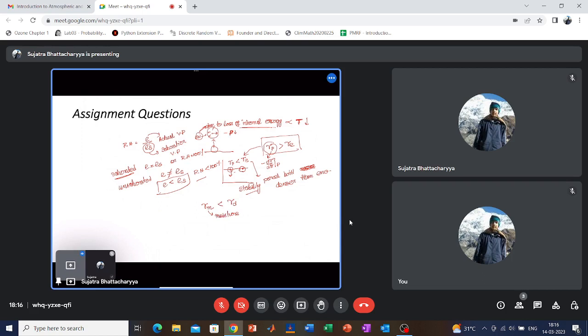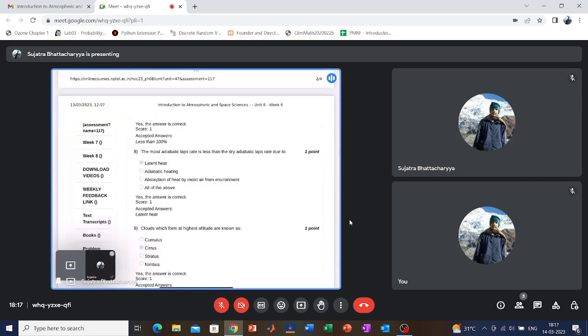And moisture, when it condenses, gives latent heat. And this is the only reason why the moist parcel is warmer, and hence gamma m is small. Therefore, the option will be latent heat.